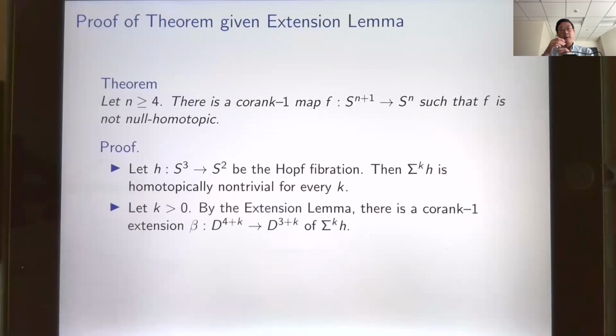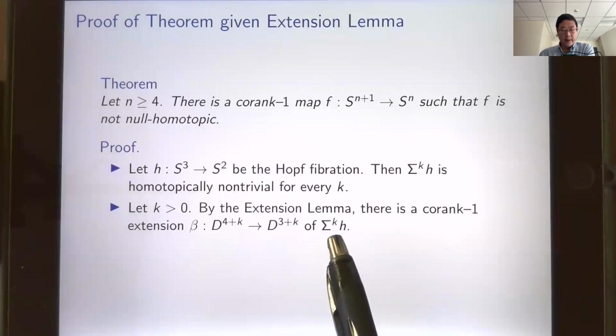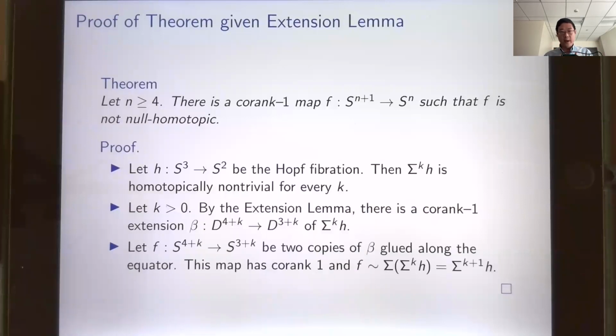So the extension lemma tells us that if we take the suspension of the Hopf fibration, then we can construct a co-rank 1 map from D^(4+k) to D^(3+k), so that the boundary is homotopic to the kth suspension of the Hopf fibration. If you take two of those and you glue them together along the equator, then you get a map from S^(4+k) to S^(3+k), which has co-rank 1 and is homotopic to the (k+1)st suspension of the Hopf fibration.